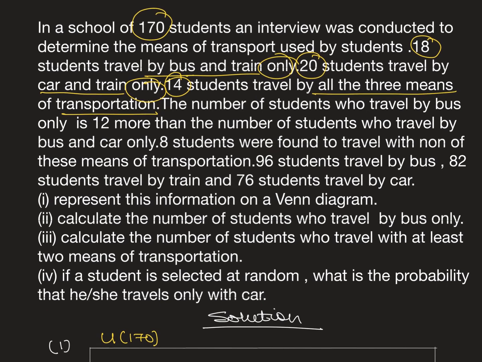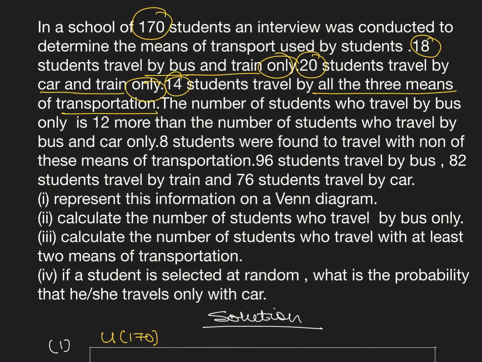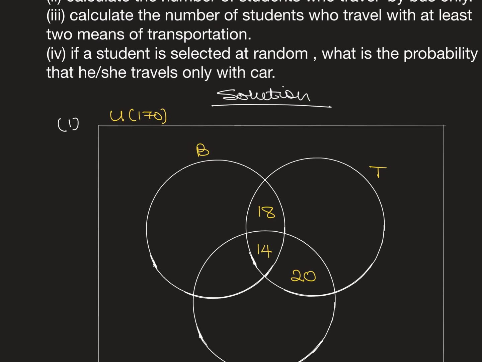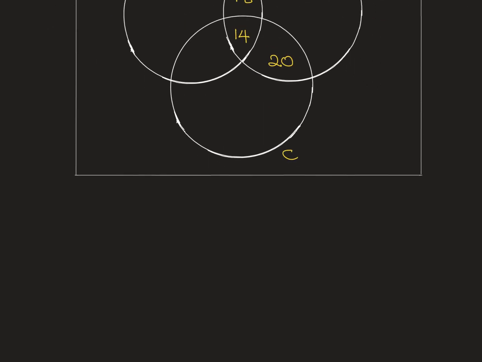We also know that the number of students who travel by bus only is 12 more than the number of students who travel by bus and car only. So let's try to analyze this language very well. The number of students who travel by bus only is 12 more than the number of students who travel by bus and car only. So what can we do with this statement?